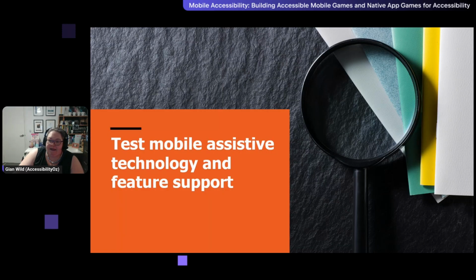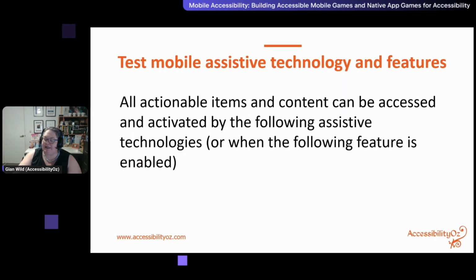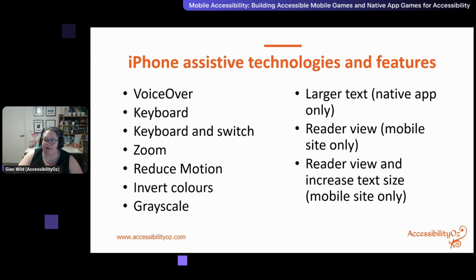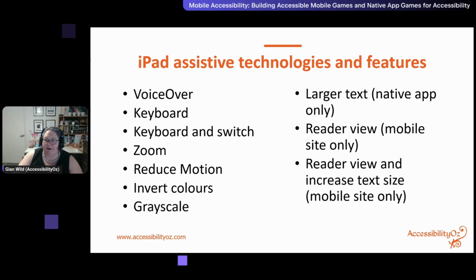So the next step is testing mobile assistive technology and features. There's one requirement that has to work across all the assistive technologies and features. The requirement is all actionable items and content can be accessed and activated by the following assistive technologies or when the following feature is enabled. These are the Android assistive technologies and features that I mentioned before. You've got the iPhone ones and the iPad ones.